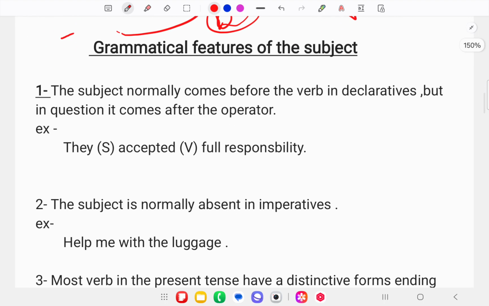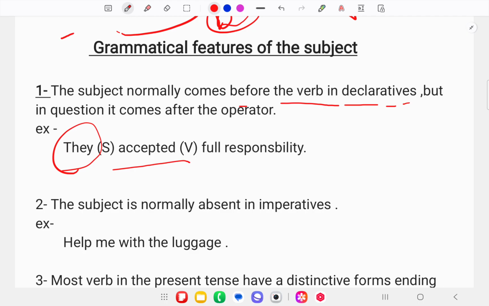Next we have the grammatical features of the subject. What are the grammatical features of a subject? Here we can see that the subject normally comes before the verb in declarative, declarative in the sense of a simple sentence, but in a question it comes after the operator. We have a simple example here, that they accepted full responsibility. So here the subject normally comes before the verb. This is the verb and this is the subject. So the subject comes before the verb in a declarative, a simple sentence, but in a question it comes after the operator.